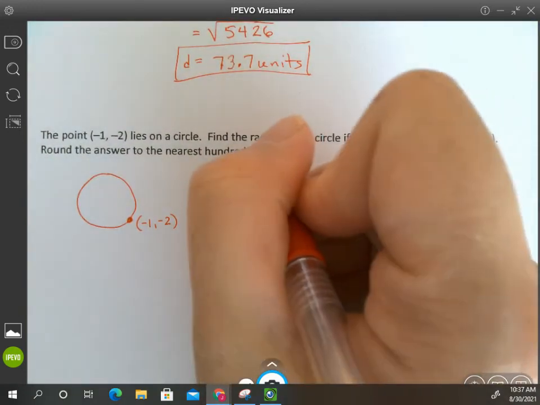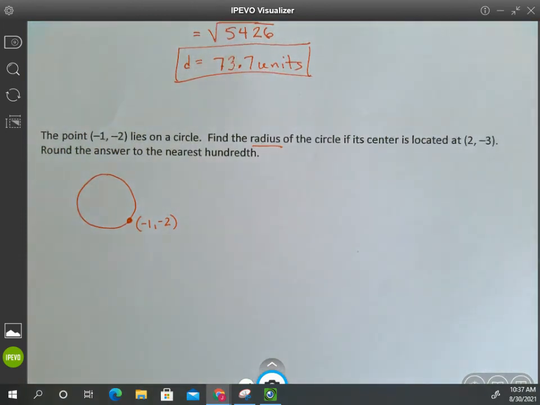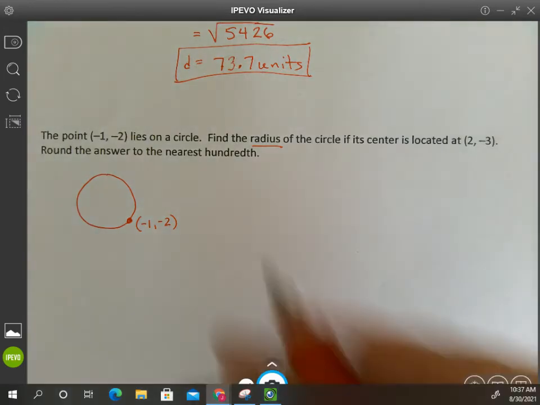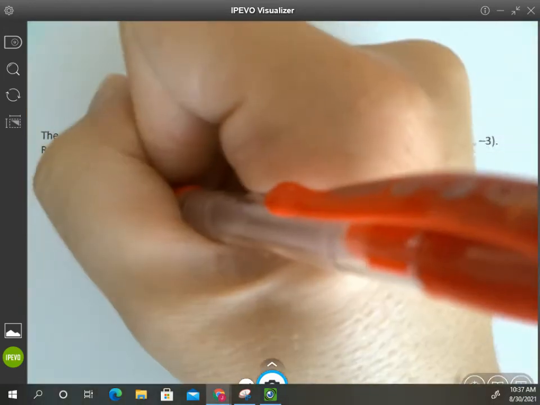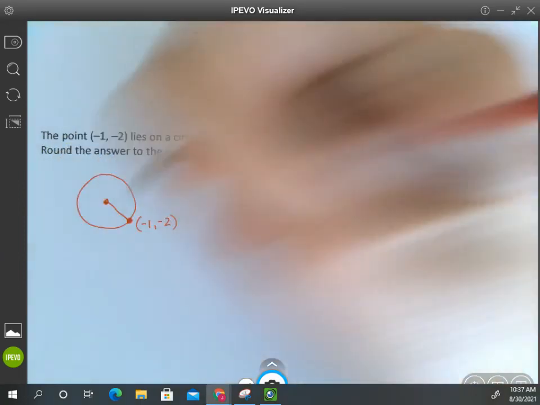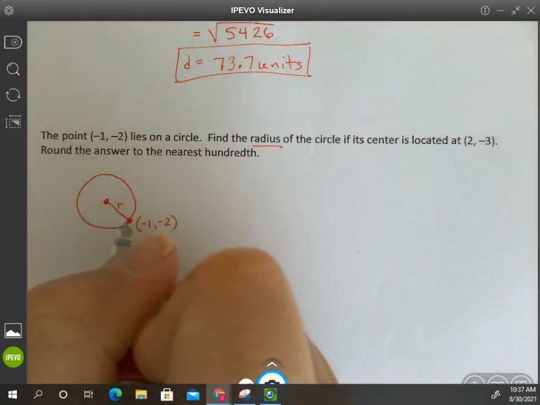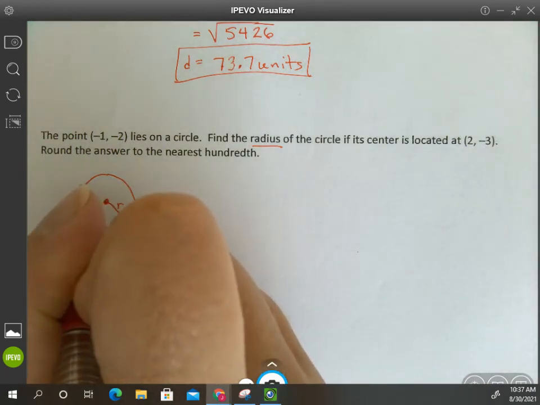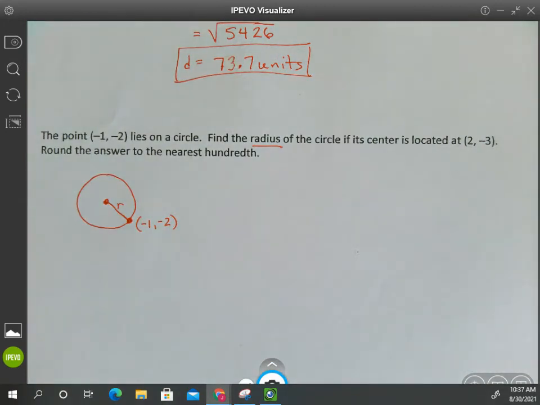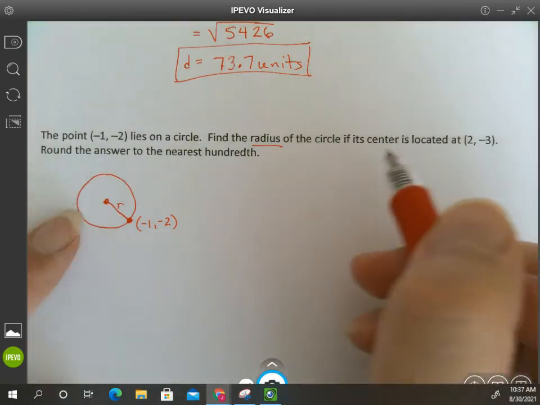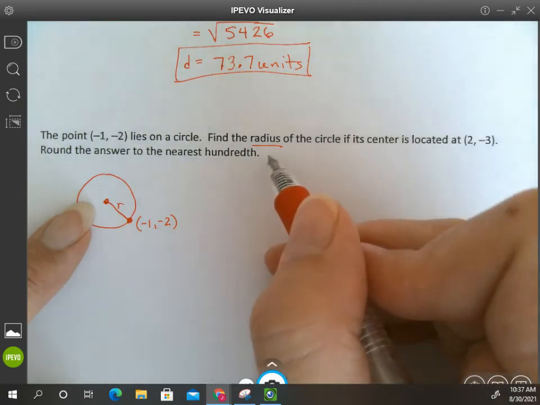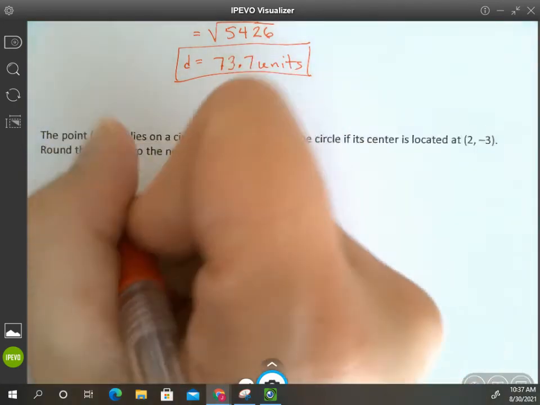Okay, find the radius. Okay, what's the radius mean? Do you remember? I know it's been a while. So you go around the circle, there's diameter and there's radius. The radius goes from the center of the circle to any point on the edge. So no matter where we connect the center to the edge, that would be the radius. I'll label that R. If we went from end point through the circle to another end point of the circle, that's your diameter. So radius is half the diameter. Now, it says the radius of the circle is what we want if the center is located at 2, -3.